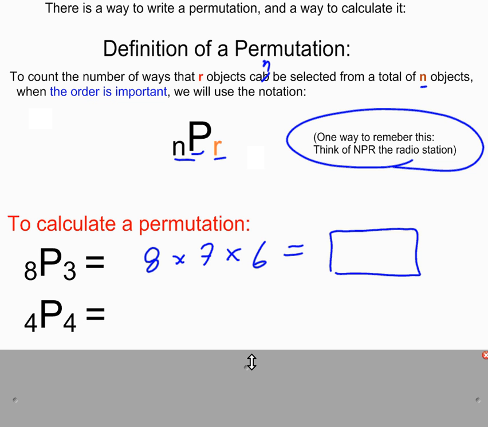Permutation of 4 things taken 4 at a time. So I start with 4 and then I do 4 numbers, 4 times 3 times 2 times 1. Remember from before, we can write that as 4 factorial, and 4 factorial is going to be equal to 24. Good thing to know, good thing to remember.